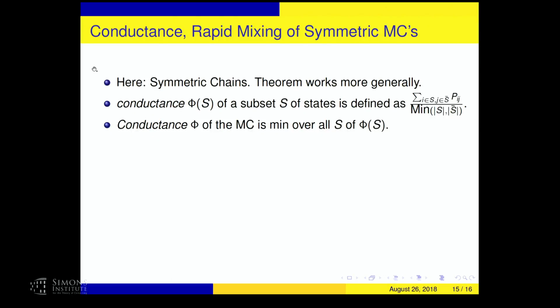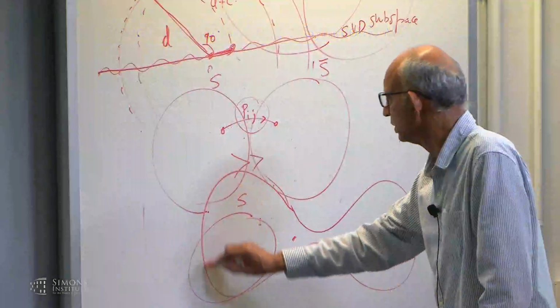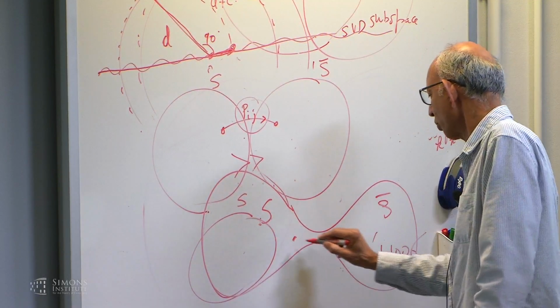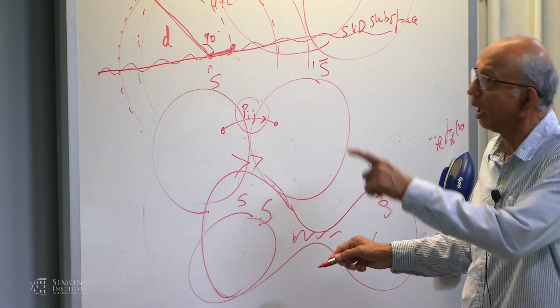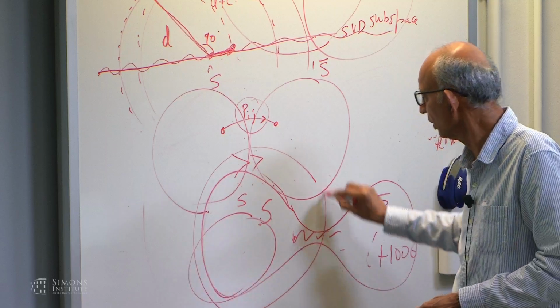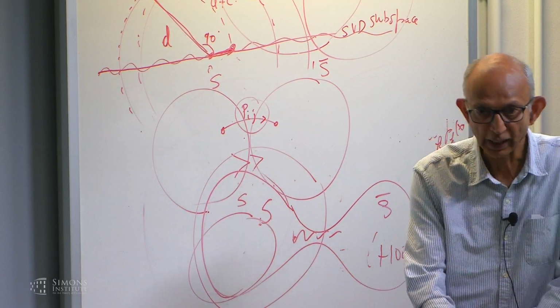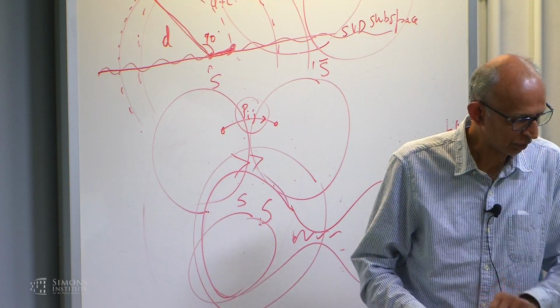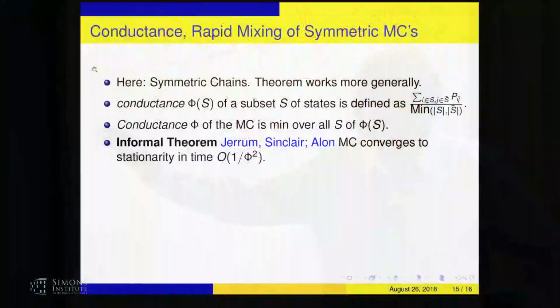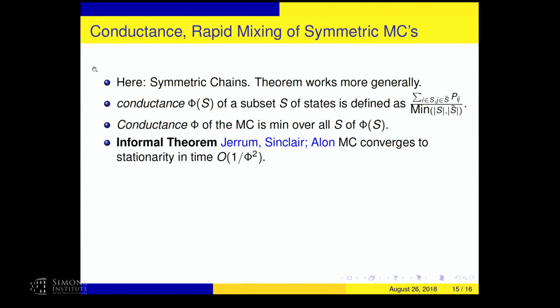And the conductance phi of the chain is the minimum over all subsets. So if you had a Markov chain that looked like a dumbbell schematically, so one set of states, another set of states, weak connections, it'll take very long. So the conductance measures the weakest connection between any set of states and its complement. And the famous theorem of Jerrum and Sinclair says that the Markov chain converges in time which is only dependent on phi, 1 over phi squared.